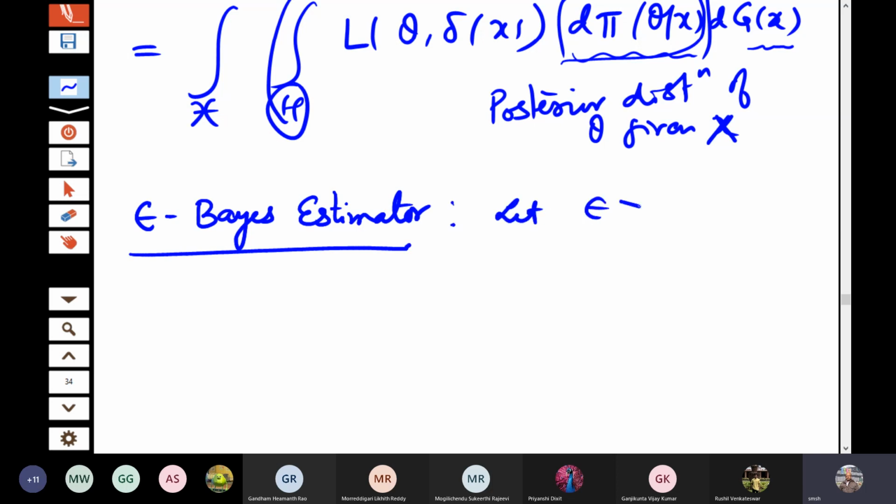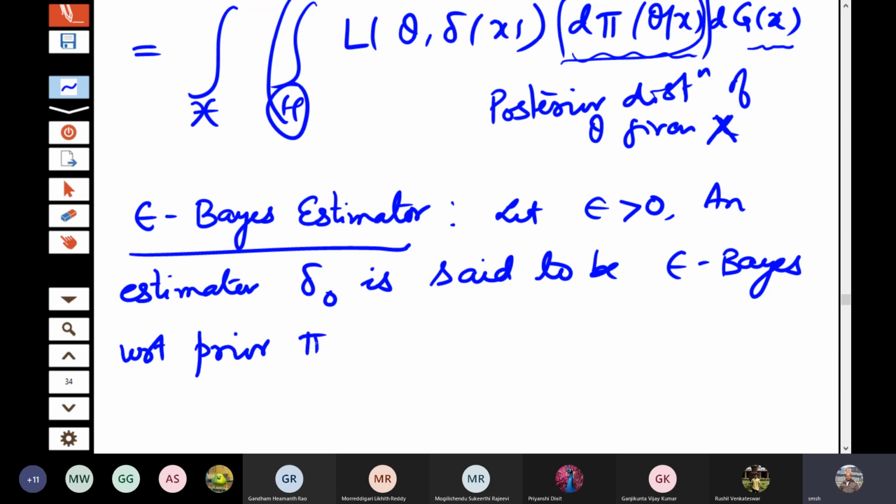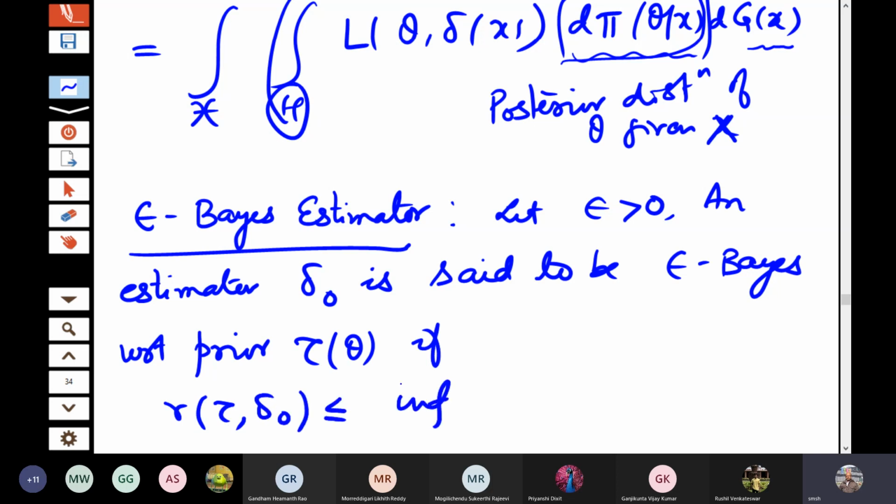So suppose I take epsilon to be positive, then an estimator delta naught is said to be epsilon Bayes with respect to prior tau. So I have taken tau, not pi. Pi is the posterior. If r(tau, delta naught) is within epsilon of the minimum value.